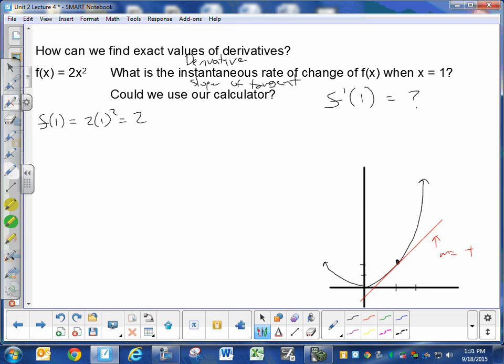But let's go a little bit more in depth. Let's find out the actual value. Let's figure out how positive it is. Well, I need a slope formula, right? I know slope is just f of b minus f of a over b minus a.